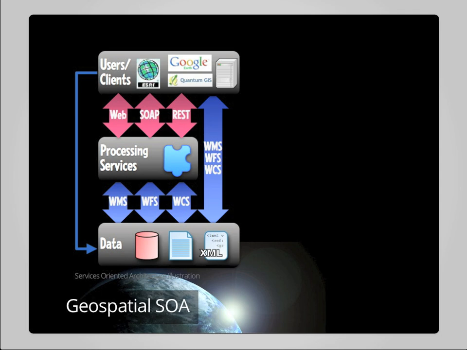We have also, when we're talking about the client tier within this services-oriented architecture, experimented with two desktop GIS applications, Quantum GIS and ArcGIS, both of which implement support for two or more of the OGC standards that we have discussed so far, where both support web map and web feature services, and ArcGIS also supports web coverage services.